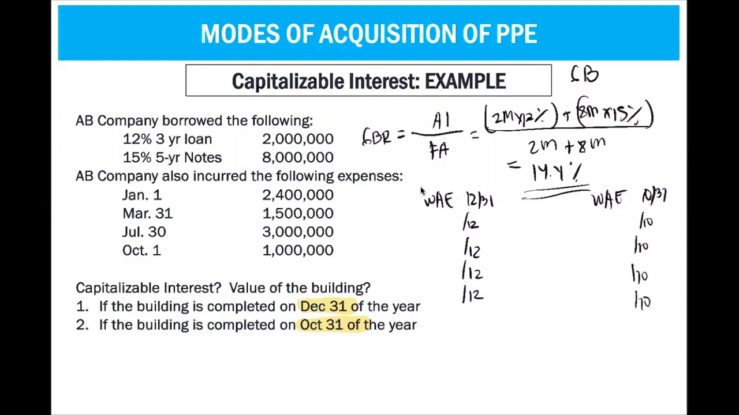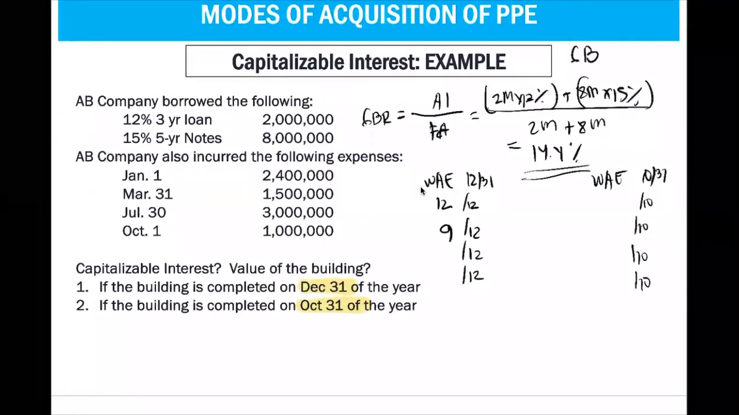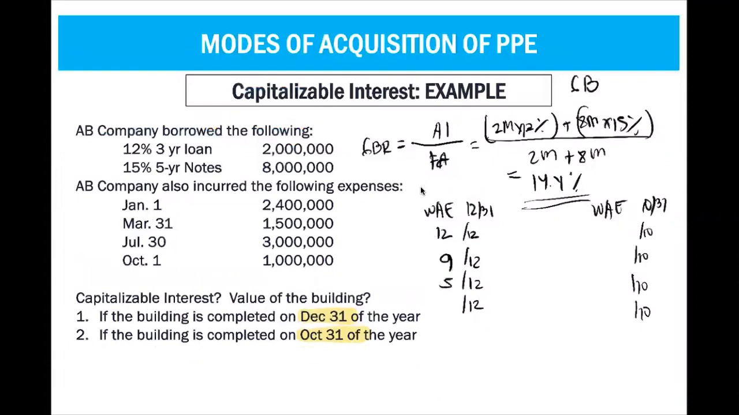And then you count from the date of the incurrence until December 31. January to December, how many months? 12. March 31 to December, how many months? April, May, June, July, August, September, October, November, December, 9 months. Next, July 30 to December 31. August, September, October, November, December. So we have 5 months. Next, October 1. So October, November, December, 3 months.